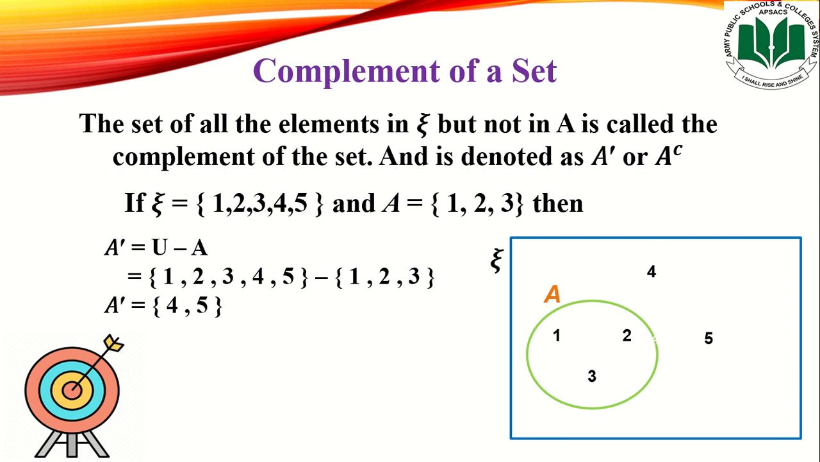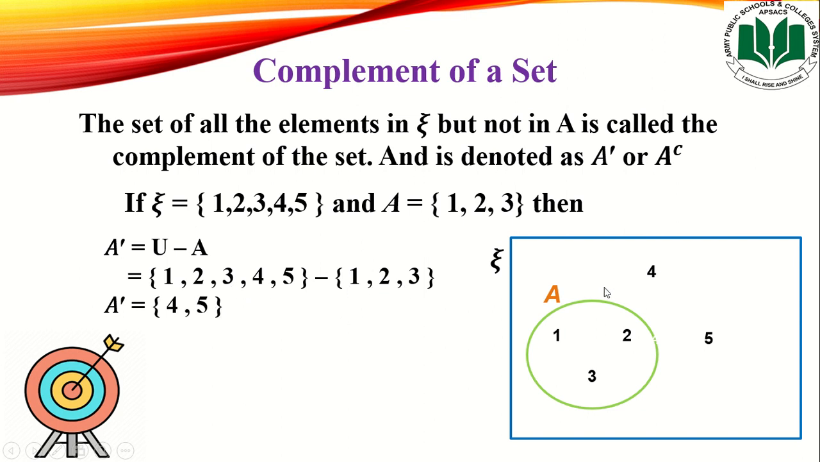Complement of a set. The set of all the elements in xi or the universal set but not in A is called the complement of a set and is denoted as A prime or A C. For example, if U is equal to 1, 2, 3, 4, 5 and A is equal to 1, 2, 3, then A prime is equal to U minus A. U set is 1, 2, 3, 4, 5 and A set is 1, 2, 3. When we subtract A from U, we get 4, 5.